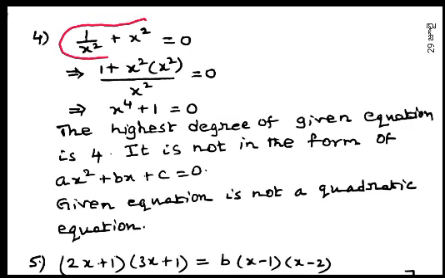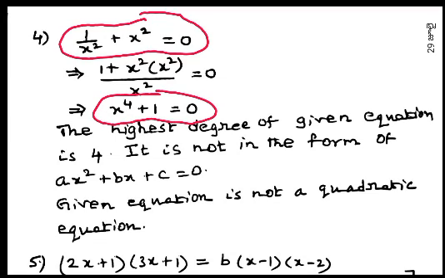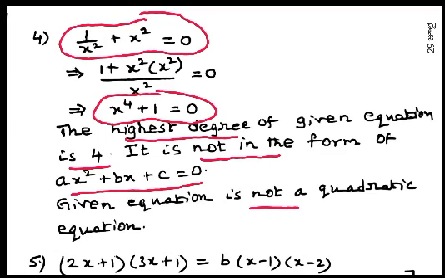Now we consider another problem. One by x square plus x square equal to 0. This equation can be written as x power 4 plus 1 equal to 0. The highest degree of the given equation is 4, and the given equation is not in the form of ax square plus bx plus c equal to 0. If the equation is not in the form of ax square plus bx plus c equal to 0, then it is not a quadratic equation.